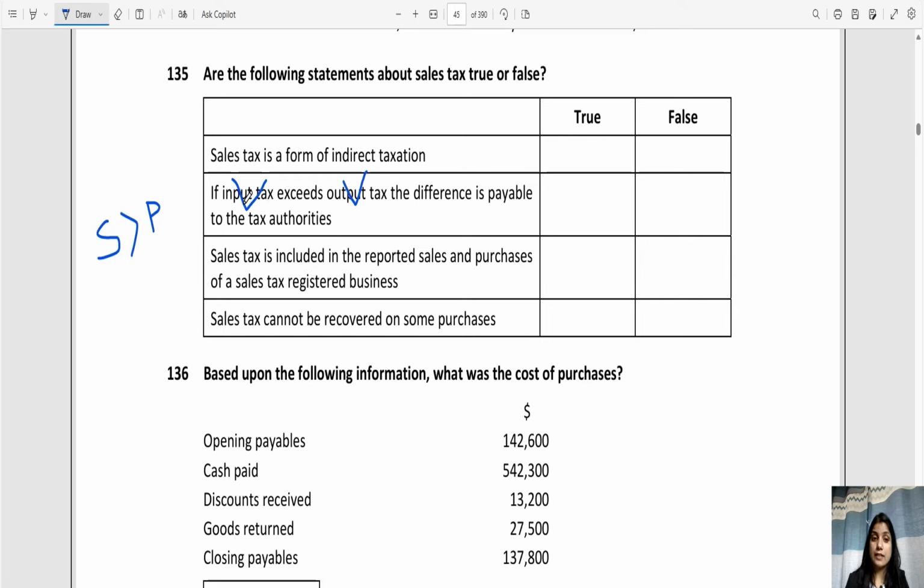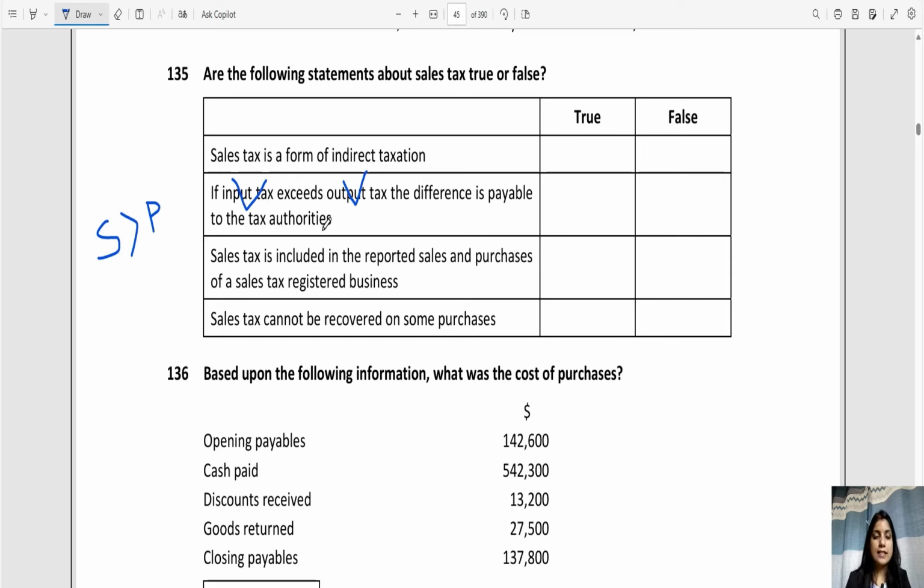If the statement said, like, if output tax exceeds input tax, the difference is payable to HMRC, in that case it's true. But they say the opposite, they say input tax exceeds output tax, so in this case we will receive, not pay, to HMRC. Okay.